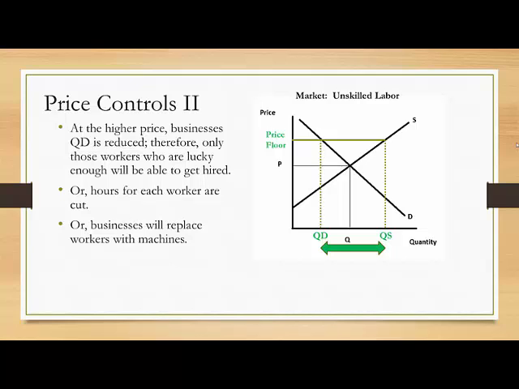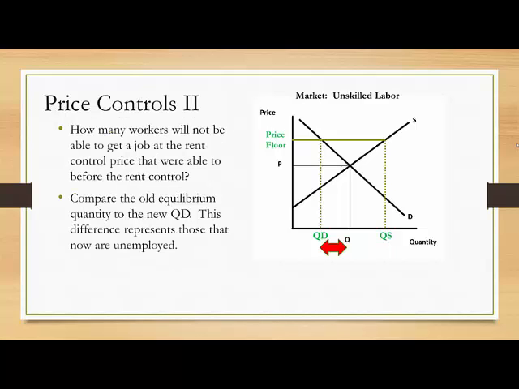But many of the items that unskilled workers produce are not ones that consumers will pay more for, so tough choices must be made for businesses to avoid closing their doors. How many workers who were hired before the price floor are now not hired? Compare the quantity at equilibrium to the quantity demanded at the price floor. This is in green on the graph. The workers who will not be hired at the higher wage are shown by the red arrow.